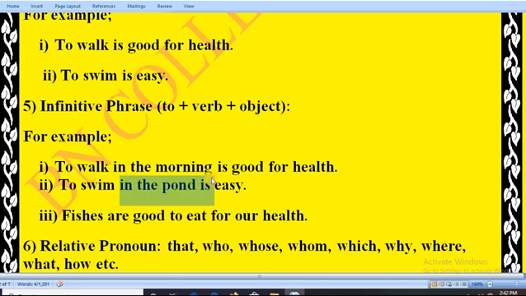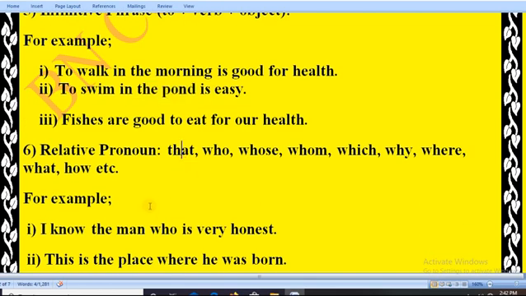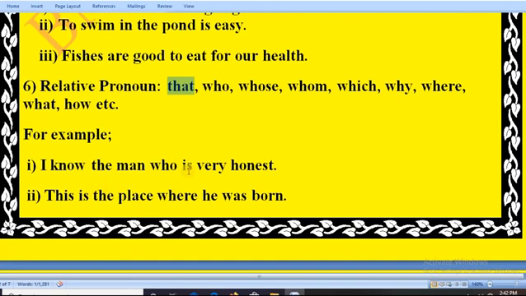I hope you understood. Relative pronoun. Relative pronoun, you know, earlier I told you about relative pronoun in another video class, right? And here you see, for things we use that. Okay, look at the example. I know the man who is very honest. Here who is a relative pronoun. Here the man is the antecedent.